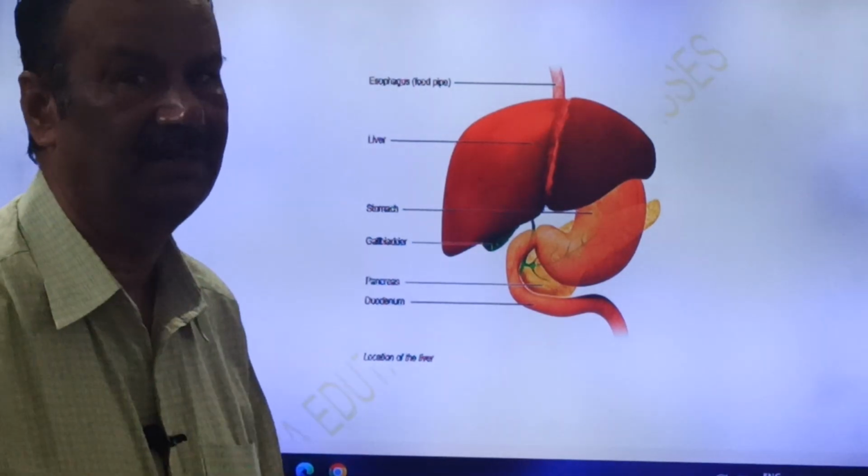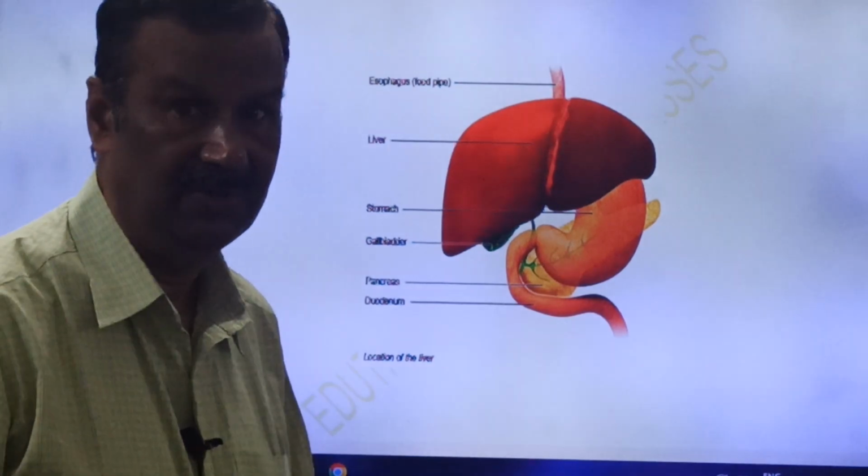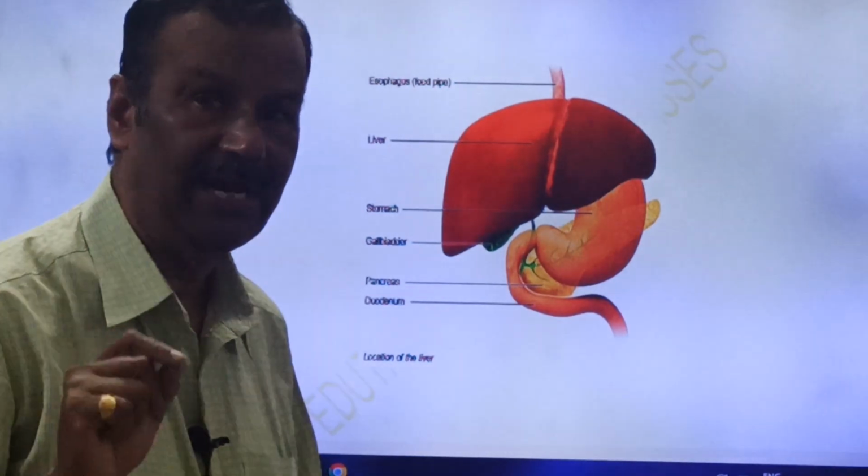Largest gland is liver. Largest endocrine gland is thyroid friends. You have to remember it. Please don't write all these things in your IB test.